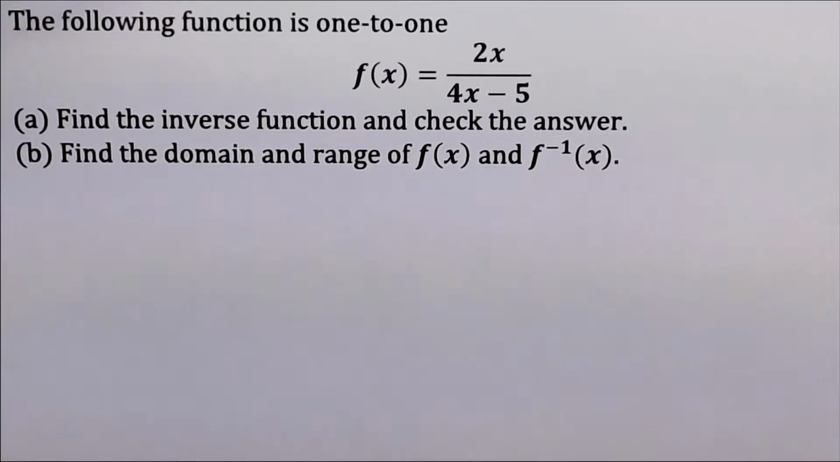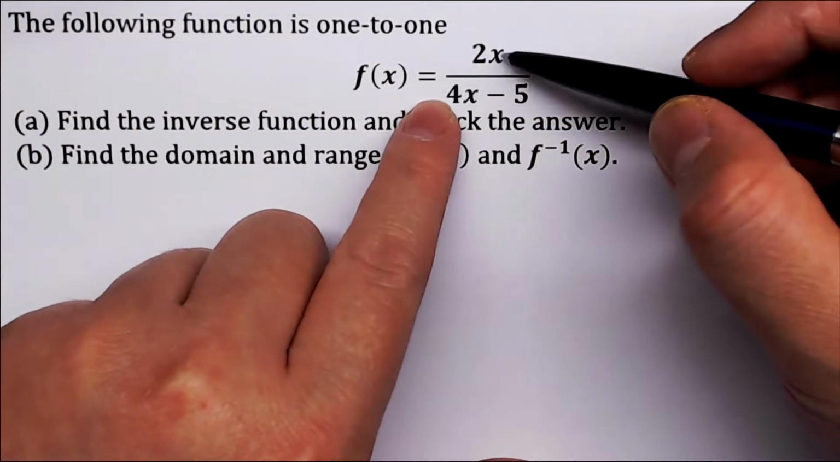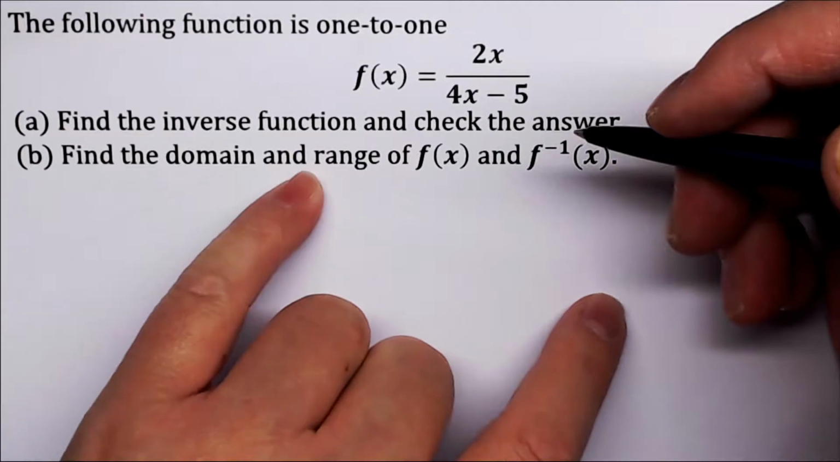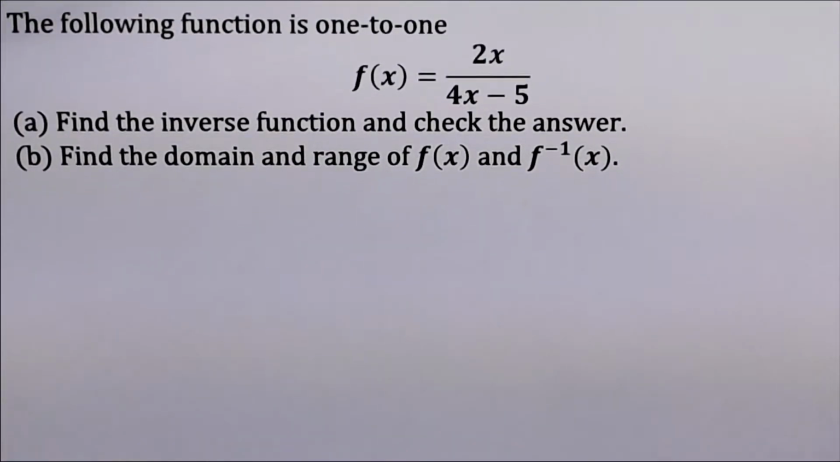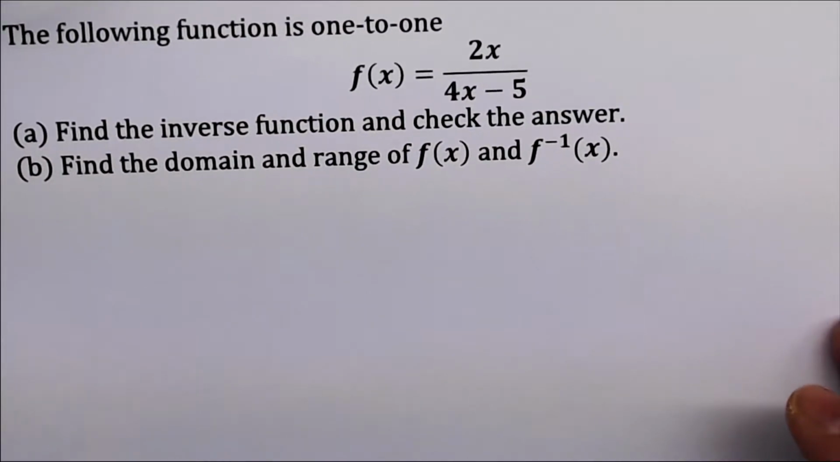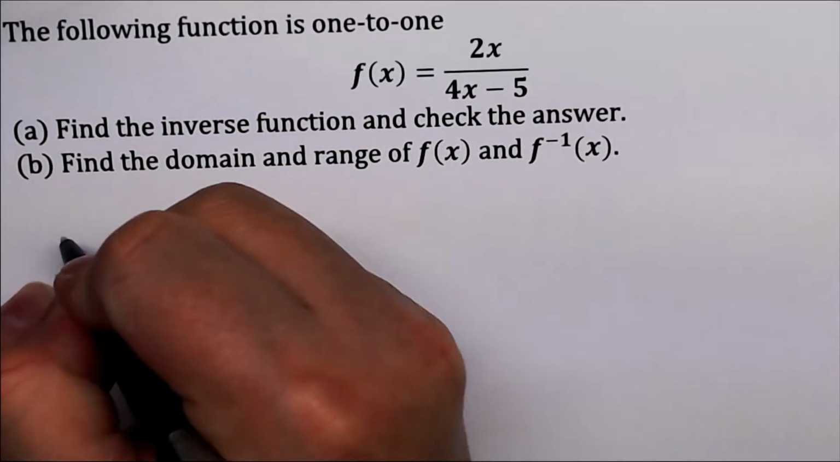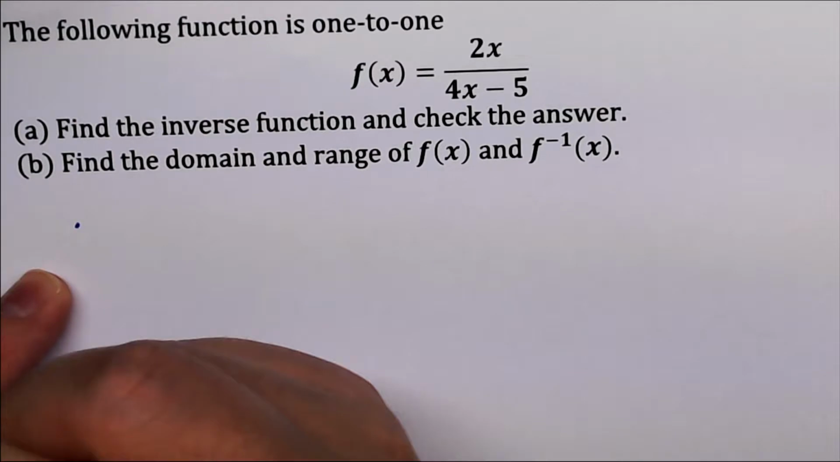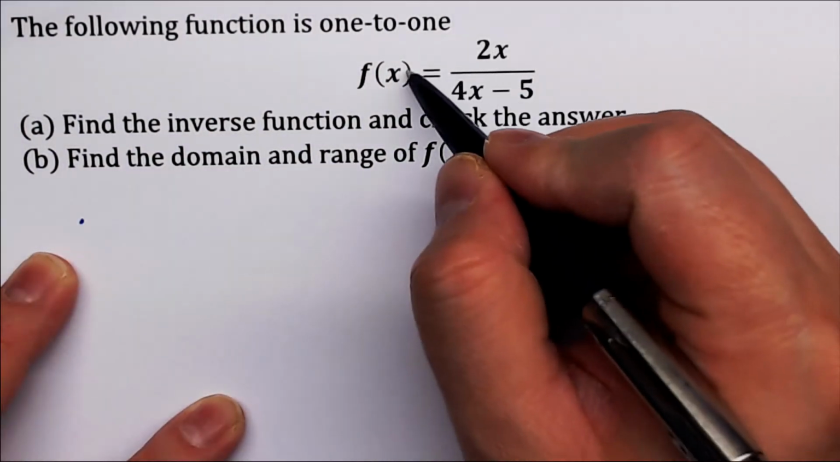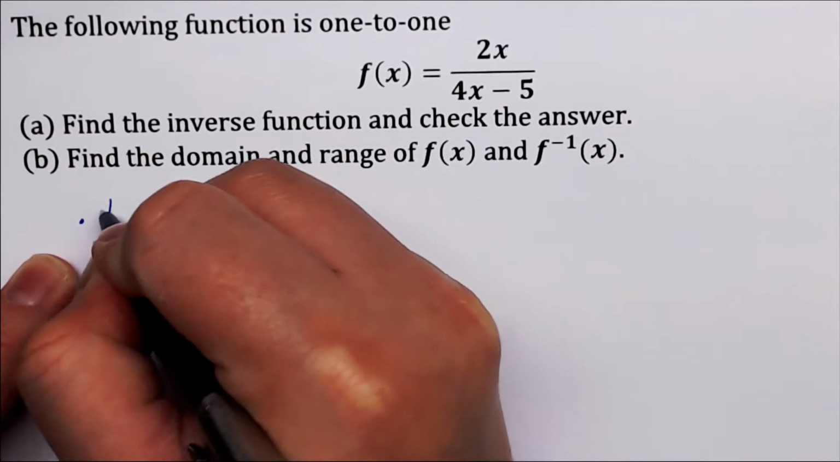On this question, we will find the inverse of this function, and after that we'll find the domain and range of the function and the inverse. To find the inverse of a function, a one-to-one function, we do the following steps. The first step is to replace f of x by y.